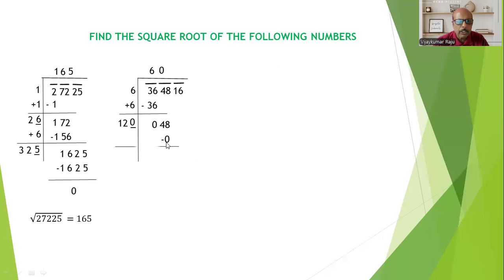So 48 minus 0 is 48. Add 0 to this. It should be like this, 120 and 4th digit. This is a space for the 4th digit. Now 48 minus 0 is 48. Bring the next down. Now 16. 4 4s are 16, so take 4. 1204 times 4: 4 4s are 16, 4 2s are 8, 4 1s are 4. Going well, 0. So square root of 3,64,816 is 604.